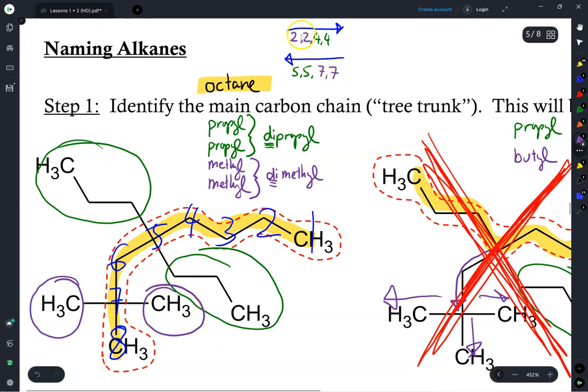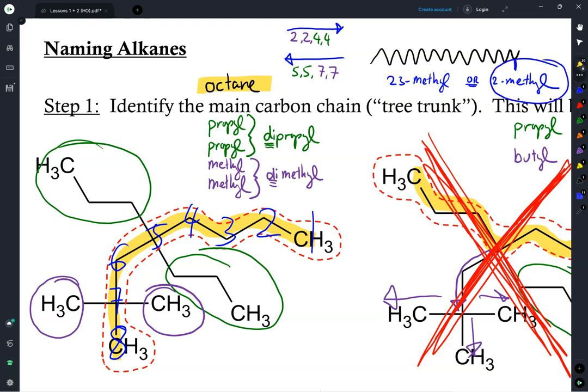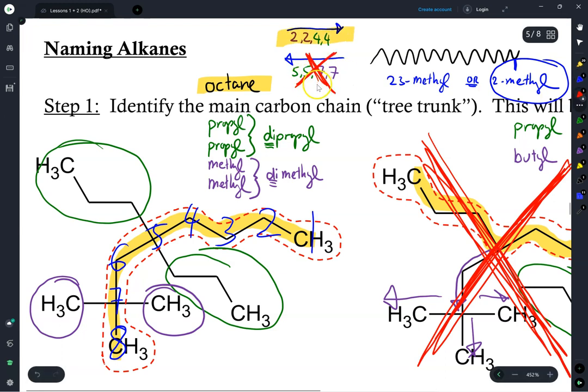So when choosing the counting direction for our parent chain, we always choose the one with the lowest address numbers. Imagine if you had an alkane that went like this, and then methyl. Would you want to have your reader count to 23 methyl, or just say 2 methyl instead? Obviously this method over here is less likely to incur errors. So we prefer the counting method with the lowest address numbers and not the higher ones. So for this example, we will count from left to right, giving my methyl groups a 2 and 2 address number and a 4 and 4 address number for my propyl groups.